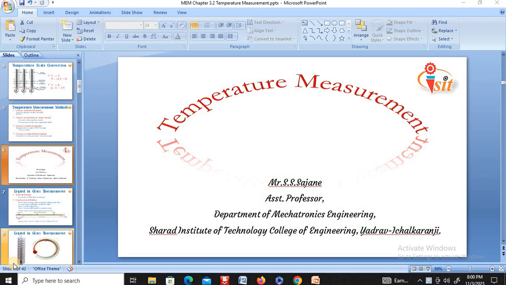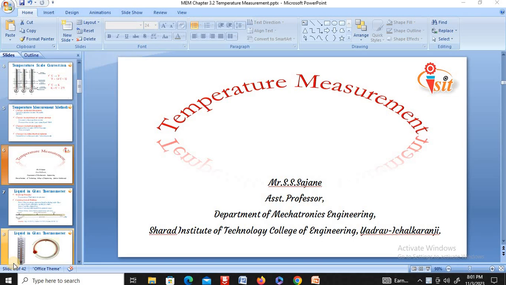So in the last lecture we have just gone through the introduction of this chapter, that is what is temperature, then what are the different units of temperature. Again we have also seen how to convert the temperature that is given in one unit into another unit. So basically we have seen those three scales, that is the degree Celsius, Fahrenheit and Kelvin scale. So you should remember how to convert the temperature from one unit to the other.